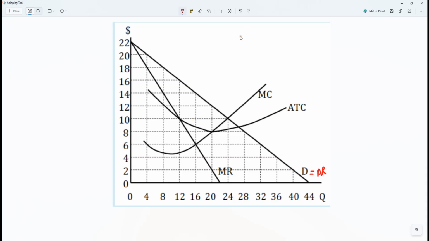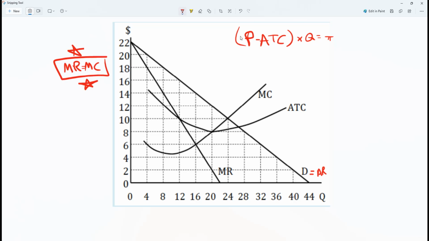Whenever price is above average total cost, you're making a profit. That's on the per unit basis. And if you multiply that by the quantity, that'll give you your total profit. We always want to profit maximize. This is something you'll hear in a lot of classes. What that really means is we want to produce to where marginal cost equals marginal revenue. Super important. This gives us the most profit that we can earn.